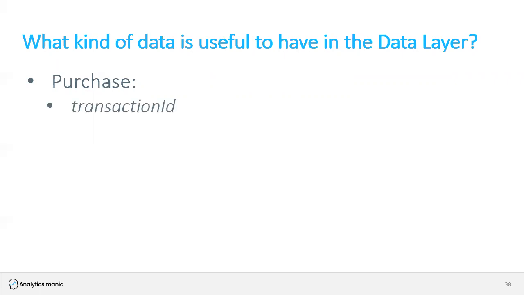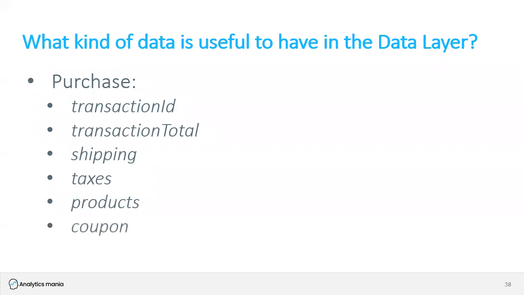So here's an example. Transaction ID, definitely useful. The majority of tools require transaction IDs because of deduplication purposes, or just to see the list of all transactions and be able to debug or troubleshoot why certain transactions are missing and so on. Then transaction total might be useful, shipping costs, taxes, products, coupons.